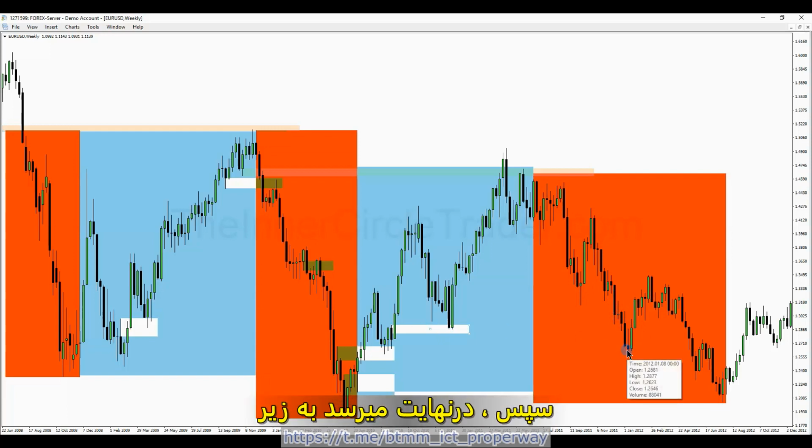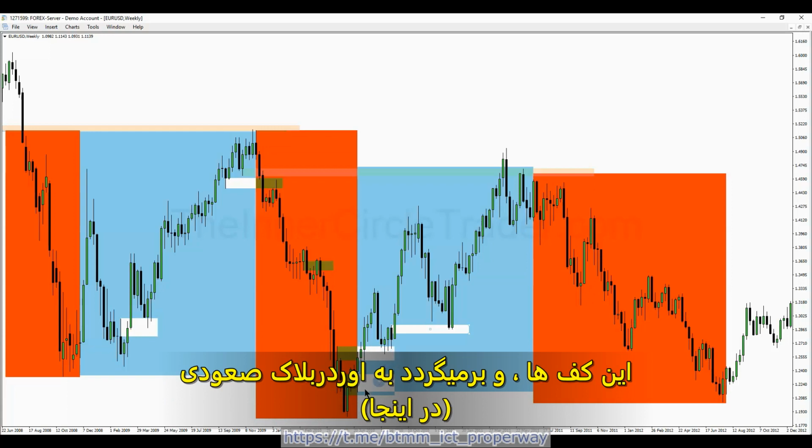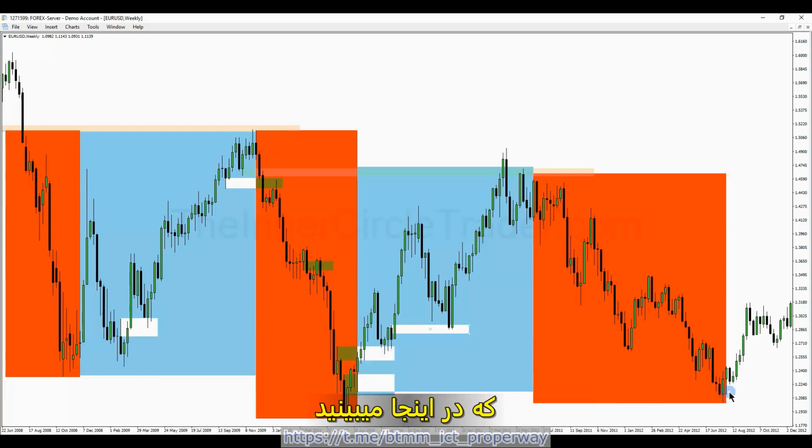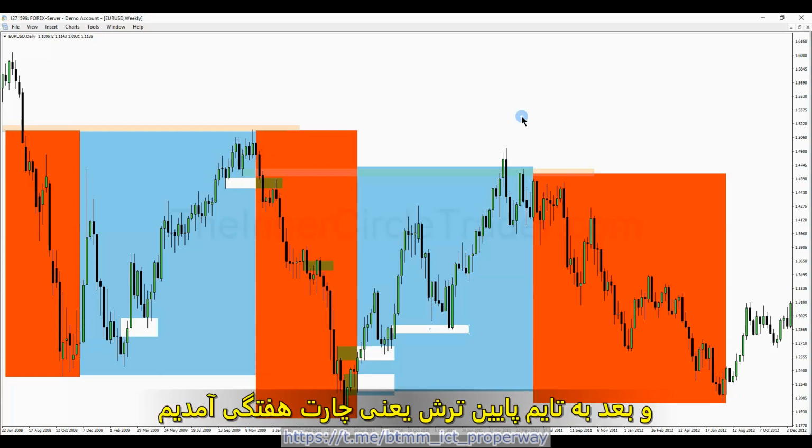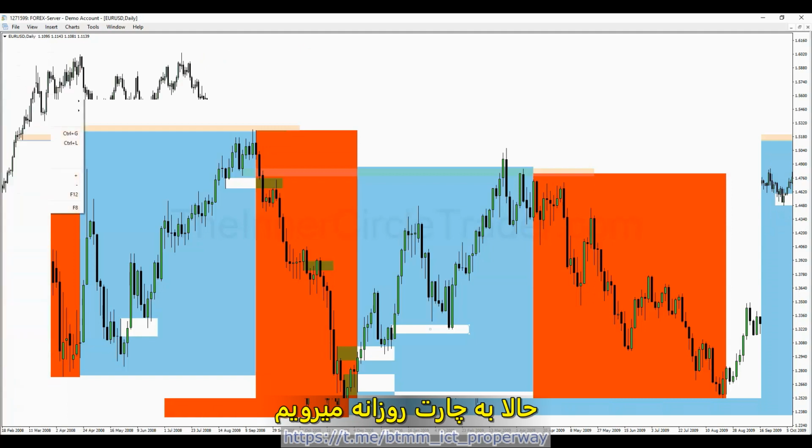And then ultimately reaches below these lows and back down into the bullish order block right over here, which is what we're seeing here. So if you start with your monthly and you break down into the weekly chart, we can go down to a daily chart now.